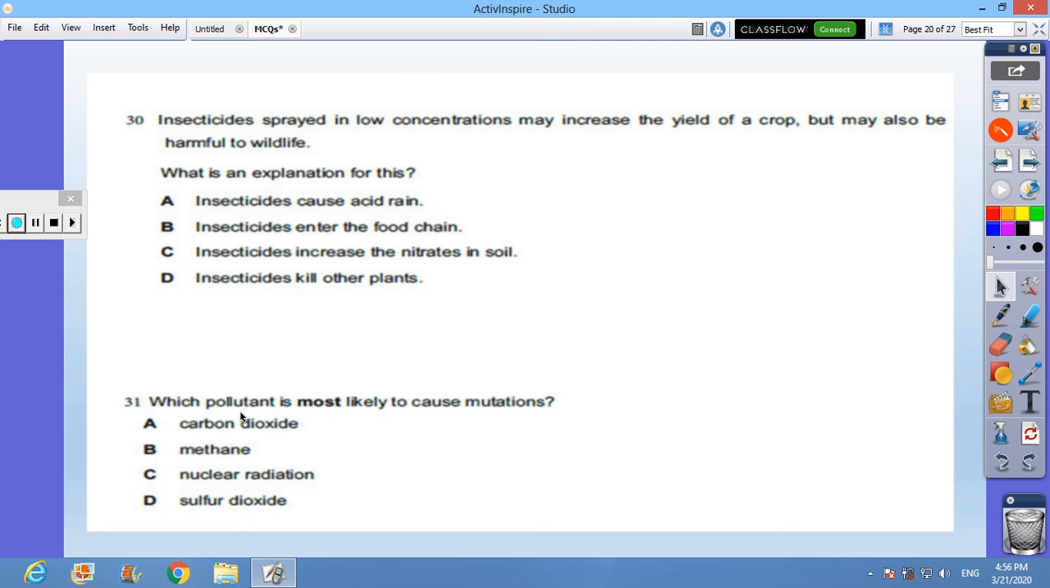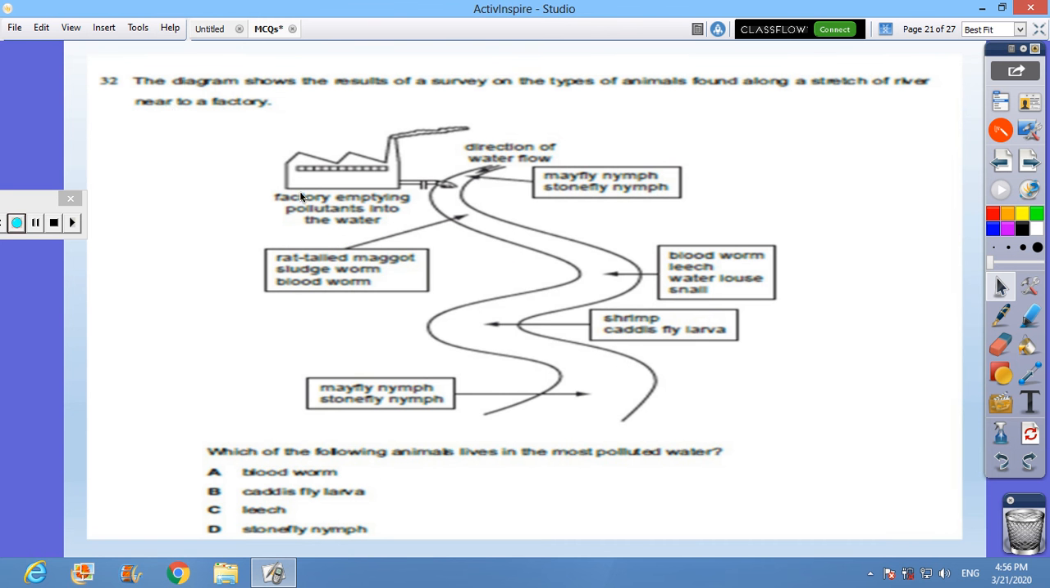31. Which pollutant is most likely to cause mutation? Nuclear radiation, which is C. 32. The diagram shows the result of a survey on the type of animals found along a stretch of a river near the factory. Which of the following animals live in the most polluted water? It's A. Bloodworms.